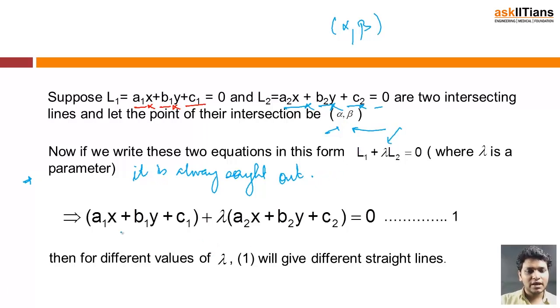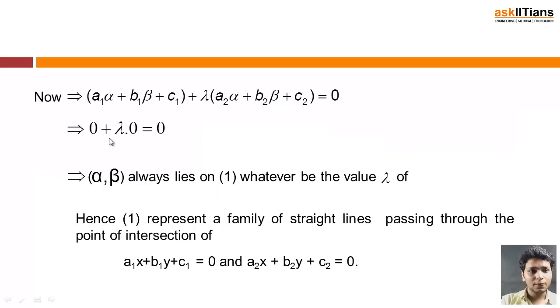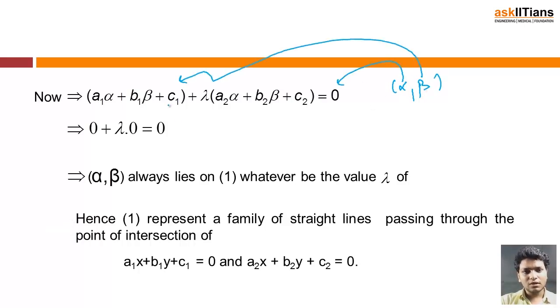So as you can see, L1 plus lambda L2 equal to 0 is being written. This is L1, this is L2, and this is lambda. For different values of lambda, you will get different lines. Now do one thing: both the lines pass through the point alpha comma beta, as alpha comma beta is the point of intersection. So if I put the point into the lines, I'll get 0 over here and 0 over here, which says that lambda can take any value.